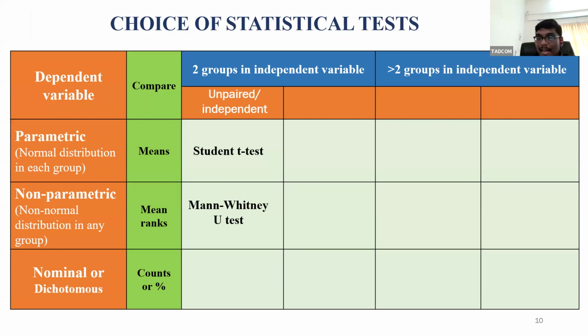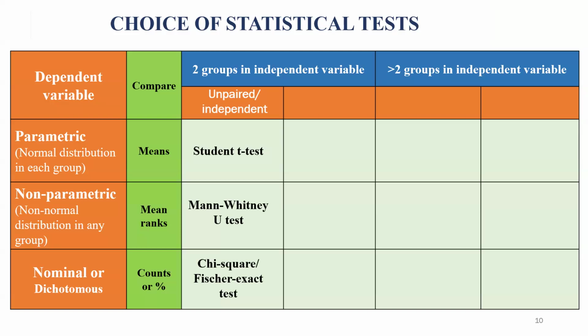So whenever we have categorical variables, and your outcome is also categorical, say, for example, male, female. Fisher exact? Yes, Fisher exact. I will come to that.